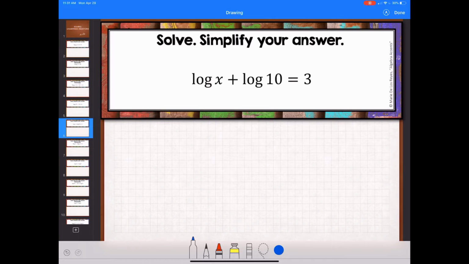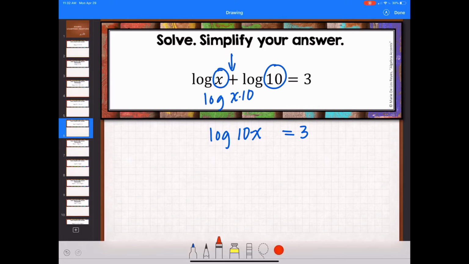Okay, this one's a little bit trickier. Notice that you have a plus sign here. So we're going to use our logarithmic properties in order to condense the left side of this equation. Since it is addition, we can rewrite it as a single log using the product of x and 10. And I actually would prefer to write it as log of 10x. It's more algebraic that way, equals 3. So basically you're taking this and you're multiplying it together. And then here, since I don't see a base, that means that's going to be a base of 10, remember?